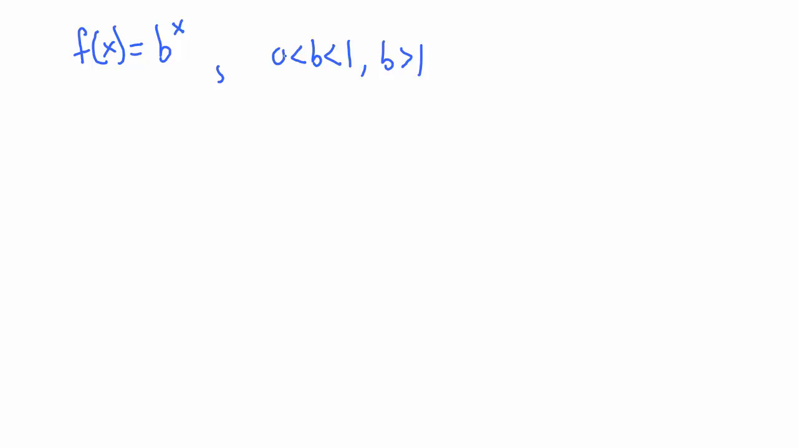Also, we don't want to use 1. The reason we don't want to use 1 is because 1 to the x is always 1. So really what we would have is f of x equals 1. And if we have f of x equals 1, why do we want to write it as f of x equals 1 to the x power?